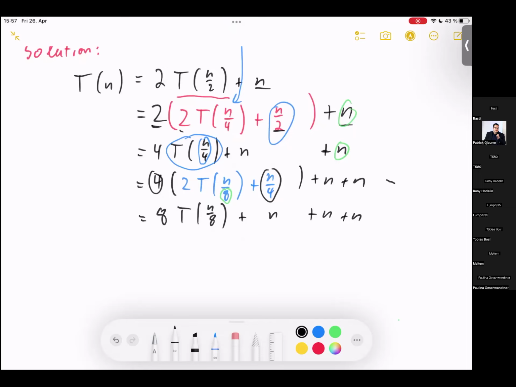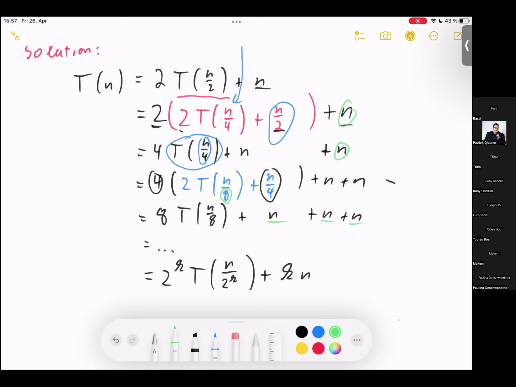And if you continue this, you'll definitely notice a pattern, and the pattern is 2 to the k times T of n divided by 2 to the k plus k times n. Because for each call or each recursion, I'm adding one more n.